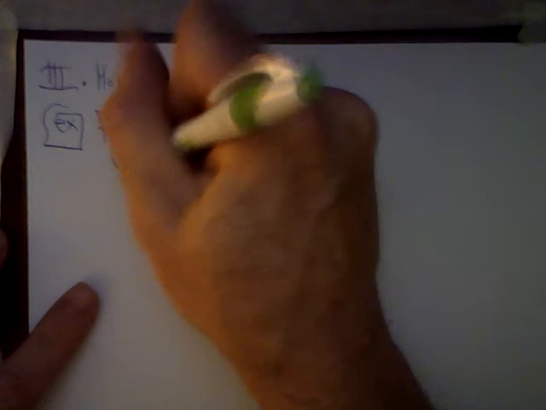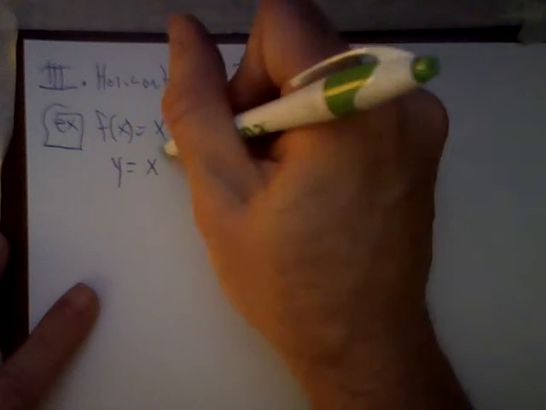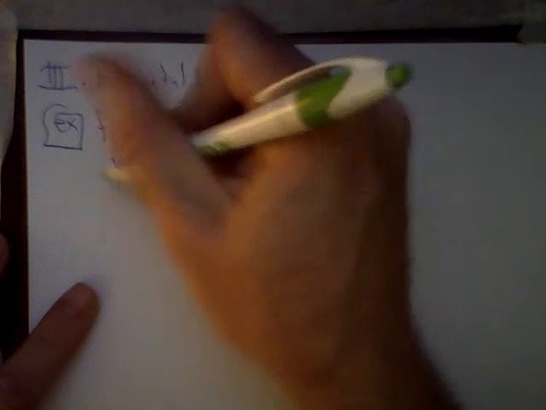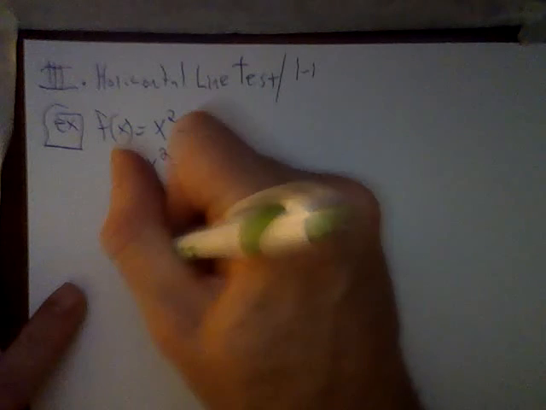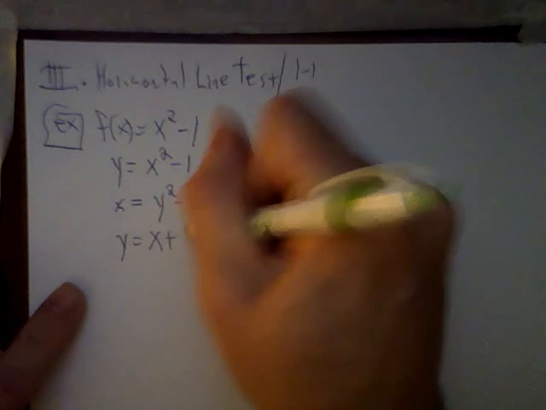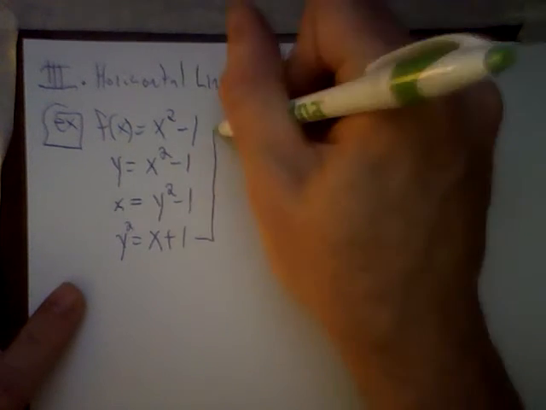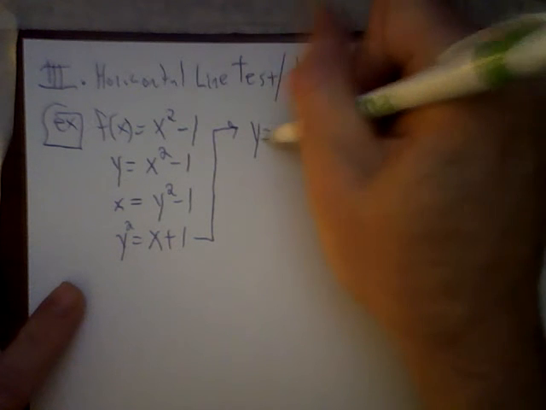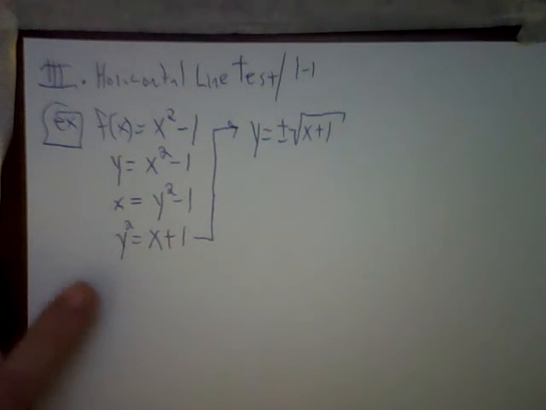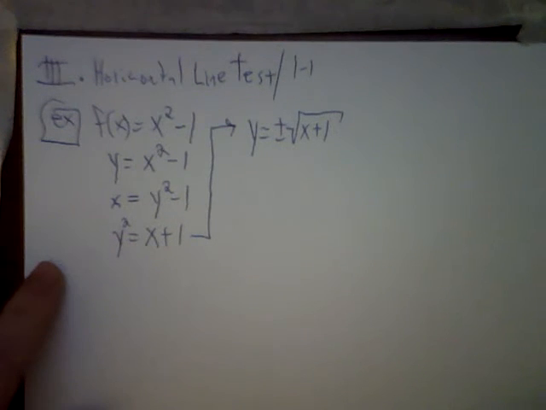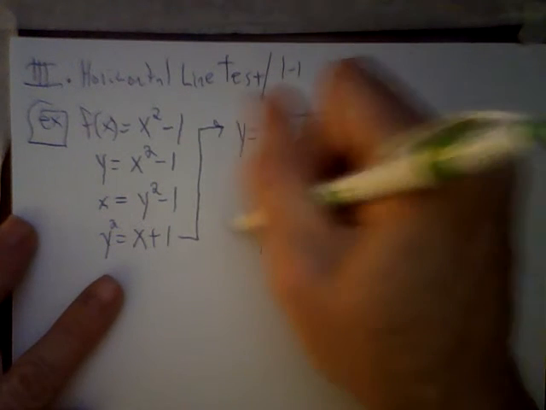So you try using the method we were trying before. Replace the x and the y, or swap the x and y if you want to read it that way. And then solve for y. So you'll have y squared equals x plus 1, and then you have to do a square root property. So y equals plus or minus square root of x plus 1. This is bad news. Okay? And the problem was the original function was not 1-to-1 to begin with.